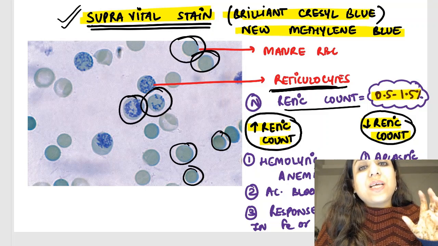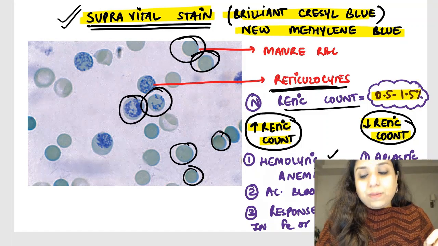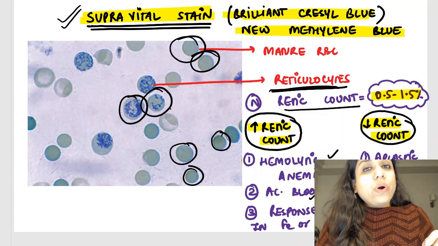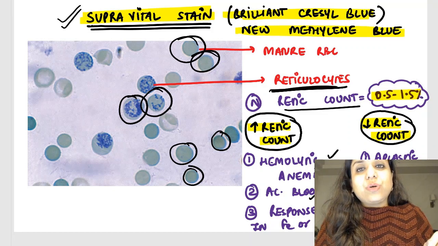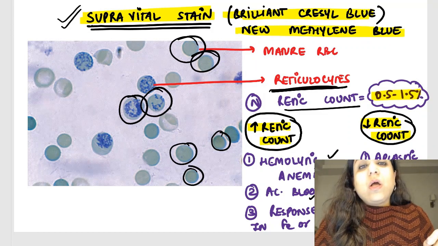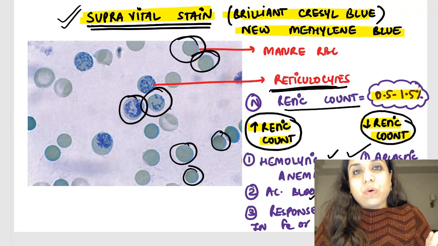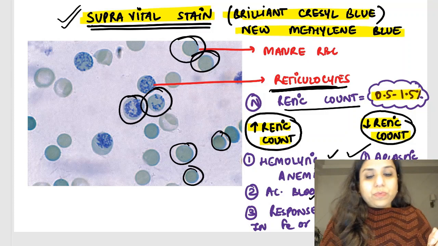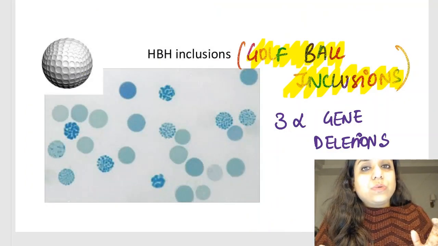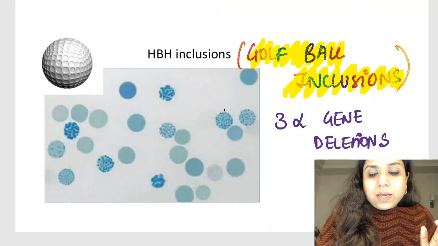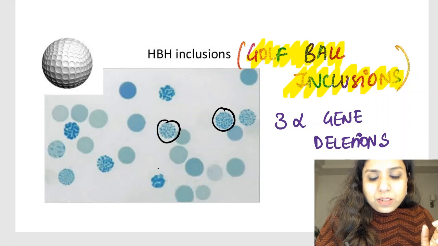Reticulocytosis is seen in hemolytic anemia, acute blood loss, or response to treatment in iron deficiency or B12 deficiency anemia, and decreased retic count is seen in aplastic anemia. Very important. Correct? Next. On the stain, students, the reticulocyte stains, can you see these RBCs which are there?